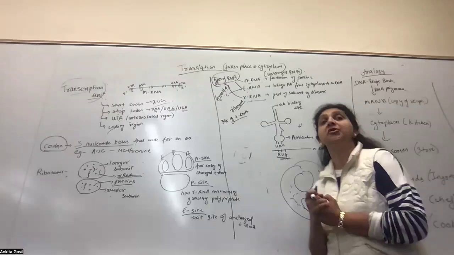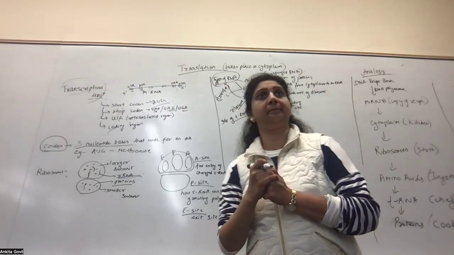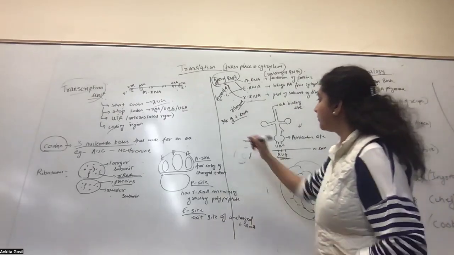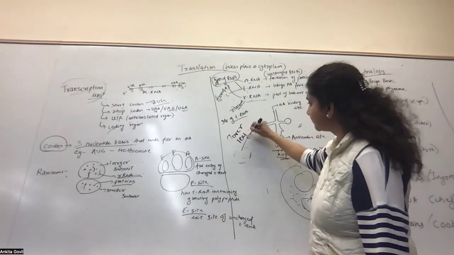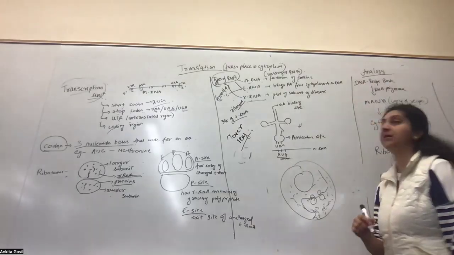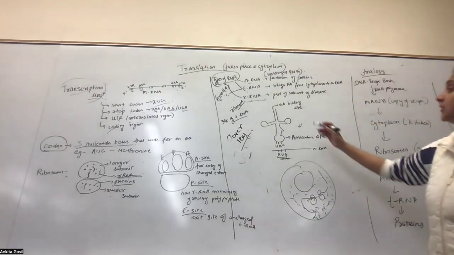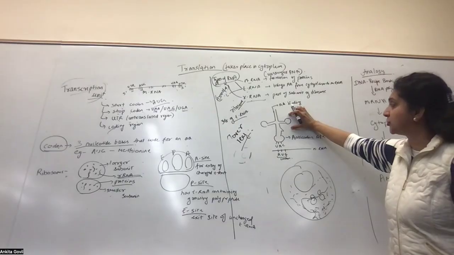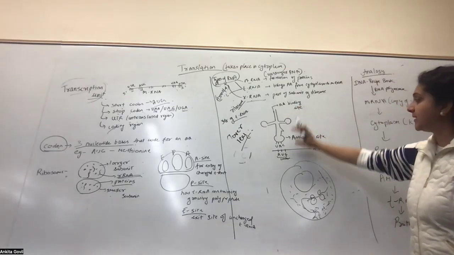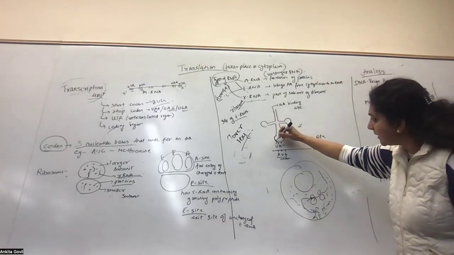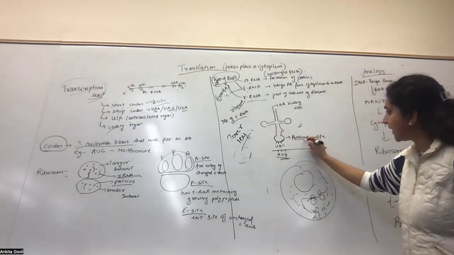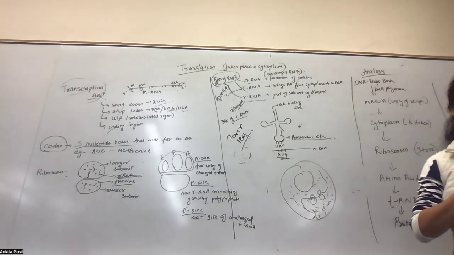tRNA is the transfer RNA. It is also called the cloverleaf structure, or it's kind of an inverted L-shaped structure. So this cloverleaf structure of tRNA is basically, the important part in this is the anticodon site. Now, what is this anticodon site?